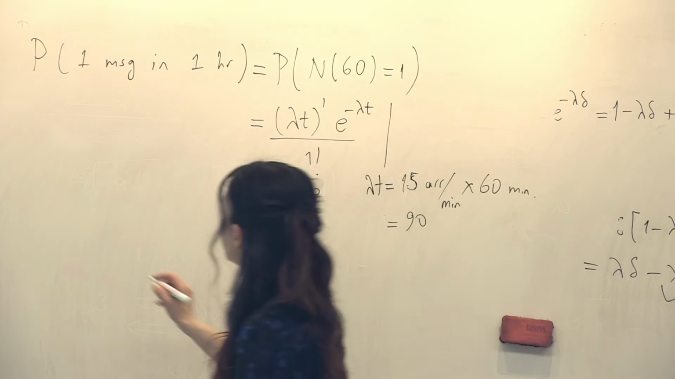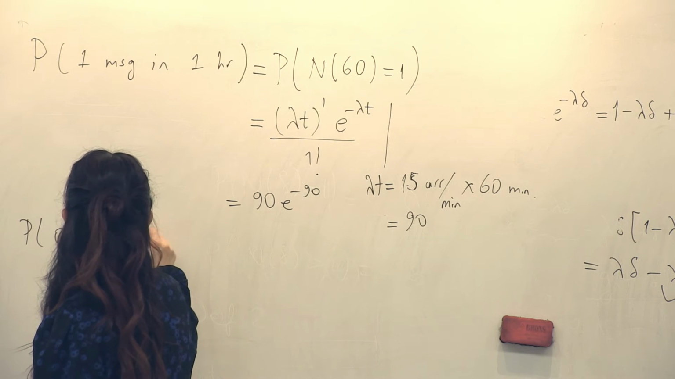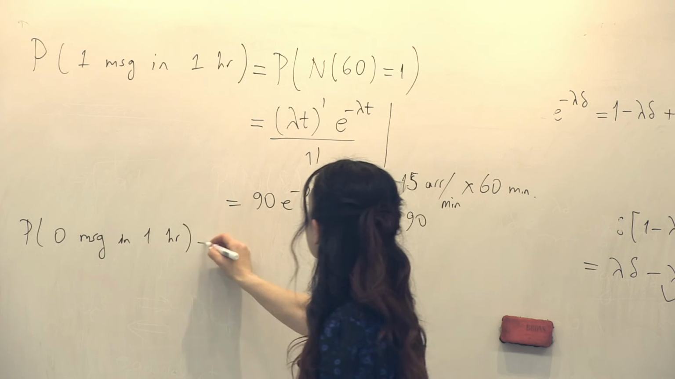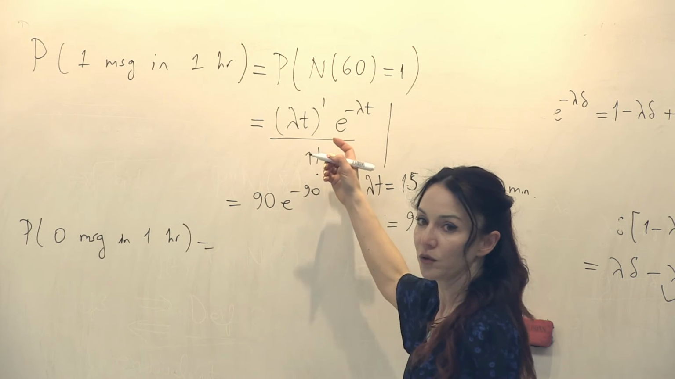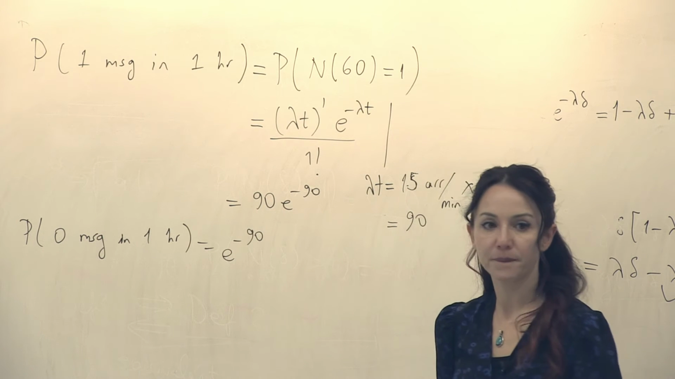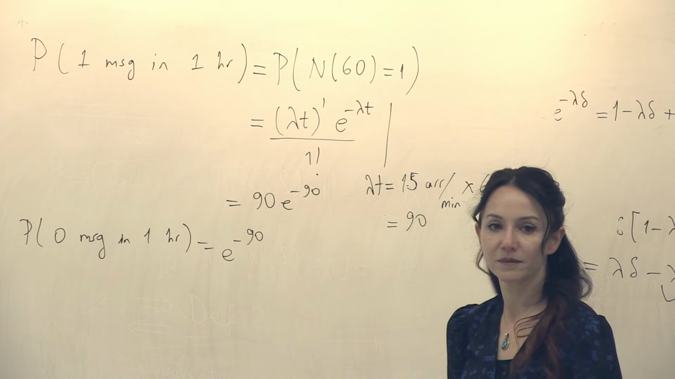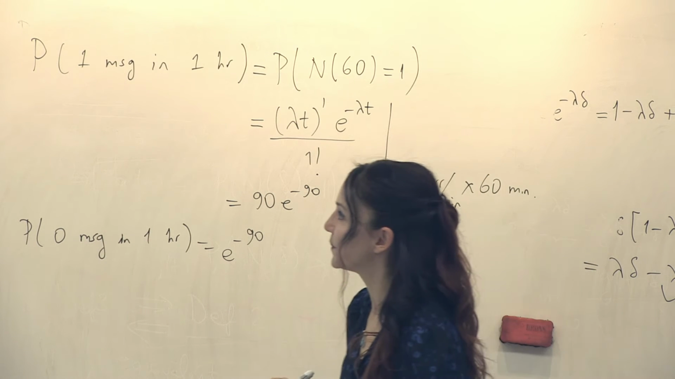Okay, what is the probability of 0 messages? Lambda t to the 0, over 0 factorial, e to the minus 90. Pretty small.